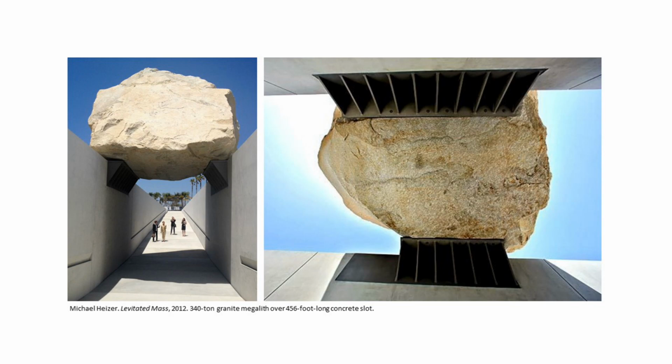Here is Michael Heizer's Levitated Mass, 2012. It is a 340-ton granite megalith that sits over a 456-foot-long concrete slot. This sculpture is not so much about a particular rock that is a specific figure, but about its mass and about giving expression to a number, its sheer weight. It also plays out a classic artistic subject, the aesthetic experience we call the sublime, which is what we experience when confronted with forces and magnitudes beyond those of our own human scale.